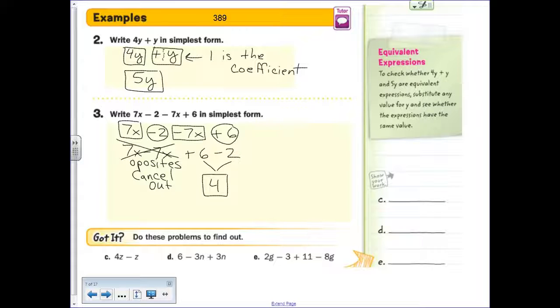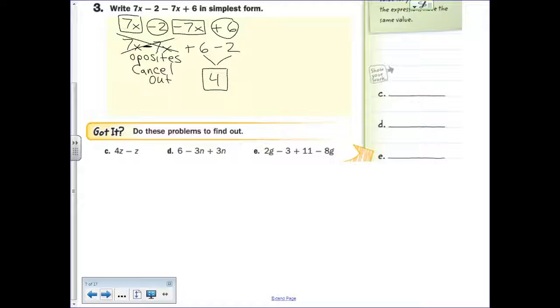In most of the problems that we do today, we're not going to get a number answer. The only time we're going to get a number answer is if the variable terms cancel each other out like this. So don't expect to get a number answer most of the time. Most of the time we're going to get an answer like we have in example number 2, where there will be an expression left over. So that brings you up to the second set of letter problems, C through E.